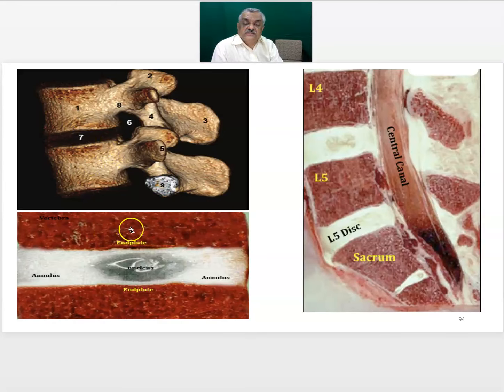Now the disc space is seen here. There is the end plate of the vertebral body above, the end plate of the vertebral body below, the nucleus, and a good thick non-torn annulus, which is seen here, L4, L5, S1. In the central canal, there is a mid-sagittal cut, so we can see the maximum dimension of the canal very well.